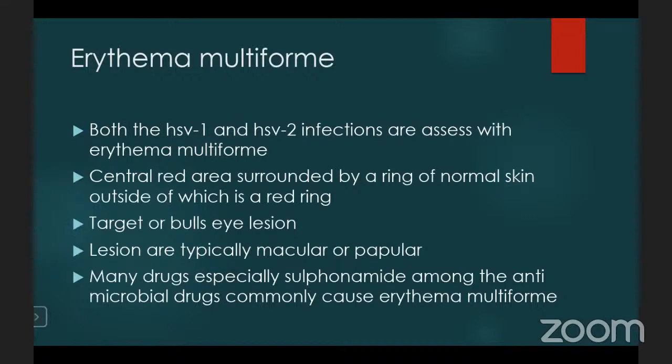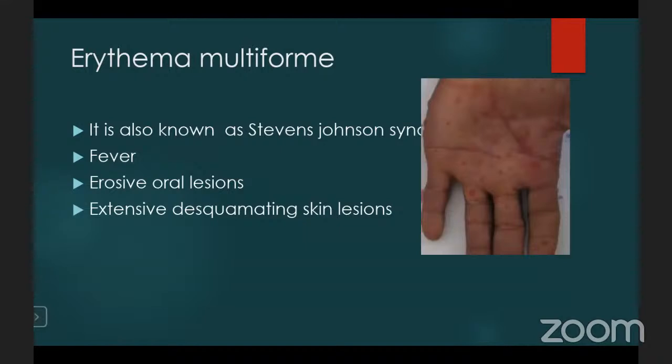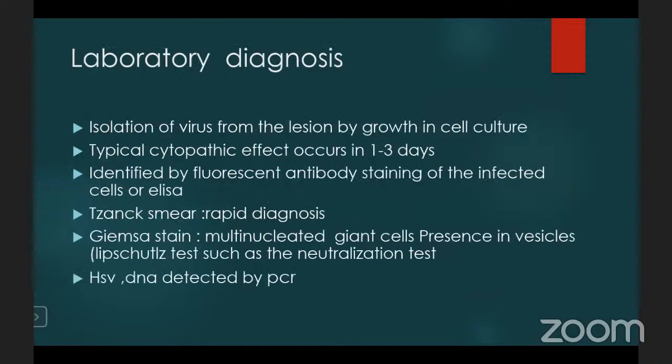Erythema multiforme. Both herpes simplex virus 1 and 2 infections are associated with erythema multiforme, which means a central red area surrounded by a ring of normal skin, outside of which is a red ring. A target or bull's eye lesion will be there. Lesions are sometimes macular or papular. Many drugs, especially sulfonamides among the antimicrobial drugs, commonly cause erythema multiforme. It is also known as Stevens-Johnson syndrome. It causes fever, erosive oral lesions, and extensive desquamating skin lesions.